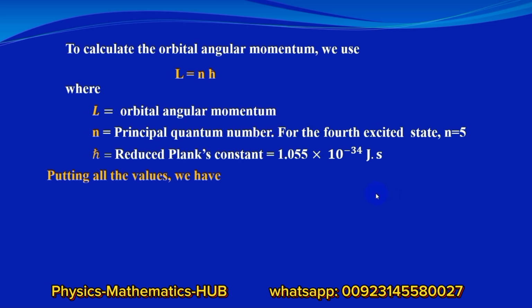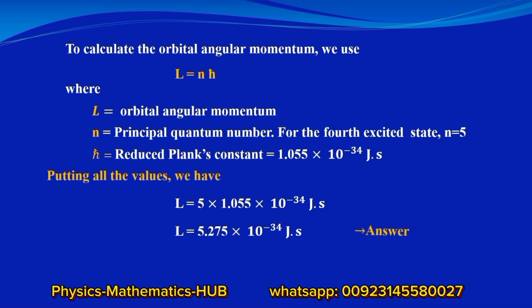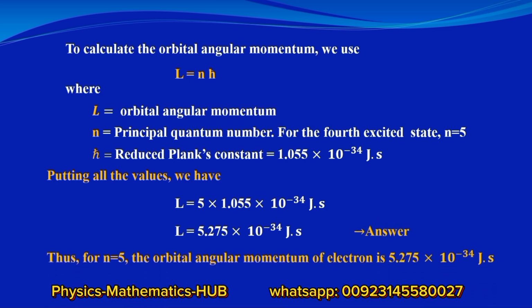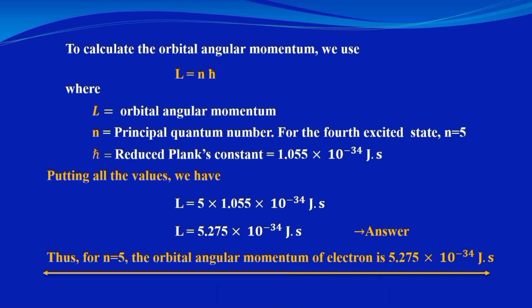Plugging all the values in the above equation, we have L is equal to 5 multiplied by reduced Planck's constant. Finding the product, we get L is equal to 5.275 multiplied by 10 to the power minus 34 joules seconds. Thus, for n is equal to 5, the orbital angular momentum of the electron is 5.275 multiplied by 10 to the power minus 34 joule seconds.